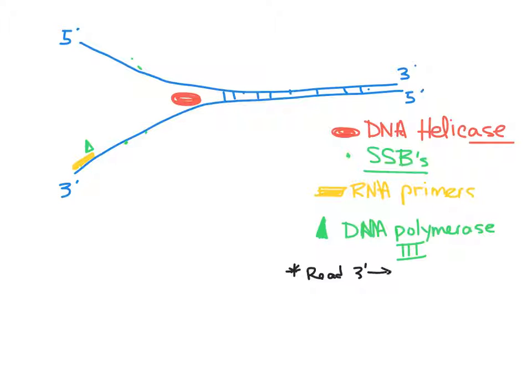3' to 5', and when it attaches the new nucleotides, it attaches by building in a 5' to 3' way. Okay, so what's going to happen is, as DNA polymerase starts to read through, it's going to start attaching these new nucleotides, forming the new DNA strand. Okay, and because it can only read 3 to 5, the bottom strand there is going to move really quickly, and that's where you get what's called the leading strand.